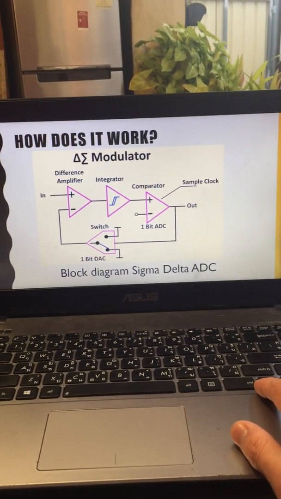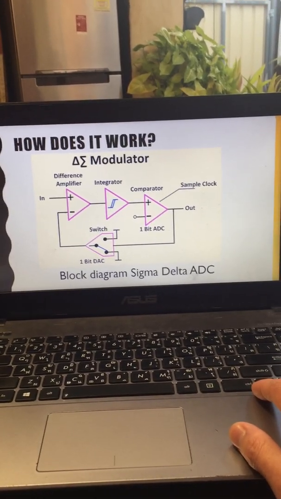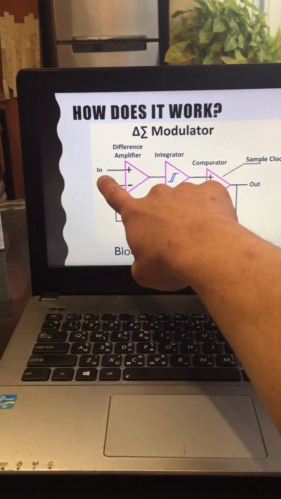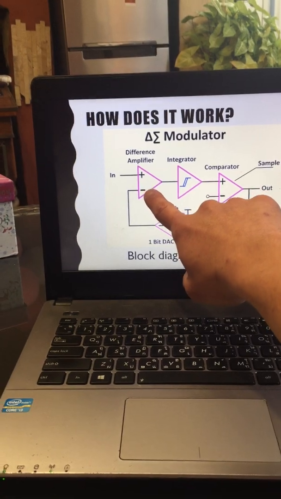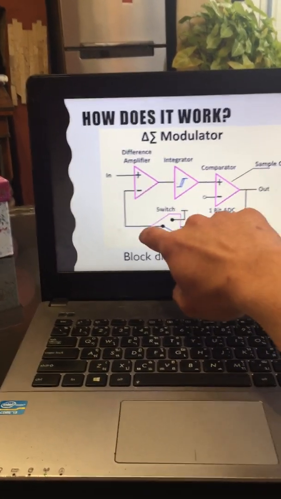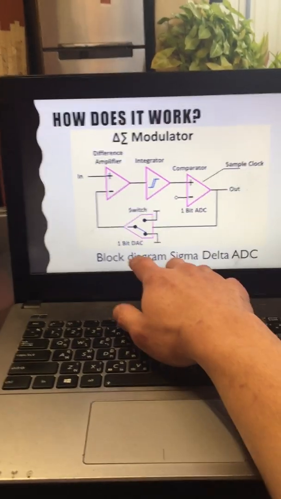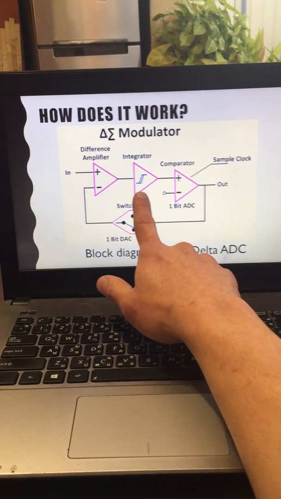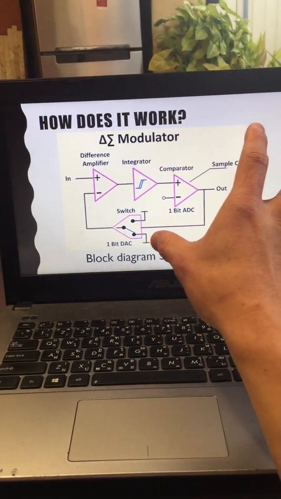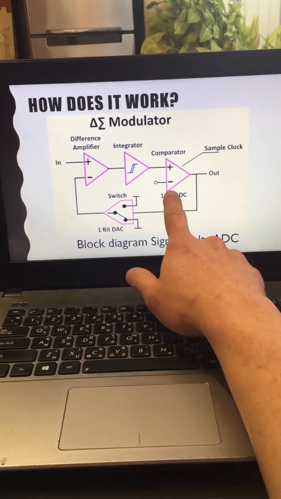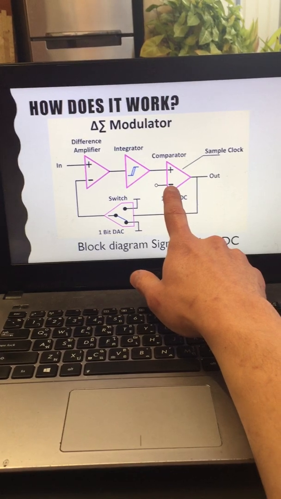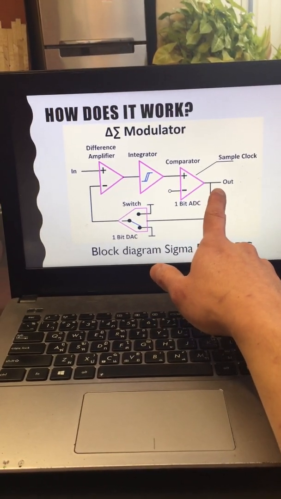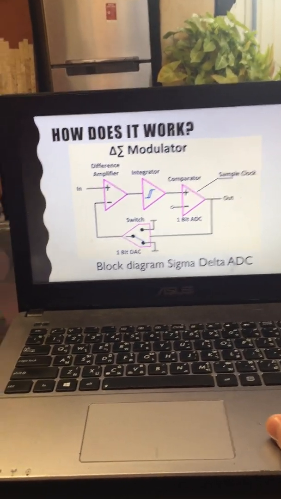Here is a block diagram of the Sigma Delta ADC. It has four components. First, the input signal comes to the difference amplifier, which is the sum of two signals: the analog signal and the feedback, which is the output from the 1-bit DAC. I will talk about that in detail later. Then there is the integrator, the heart of the system, which sums the previous and the current signal together. Then the comparator, which is connected to ground level, 0, and produces a 1-bit signal for the output. I will show you in detail.